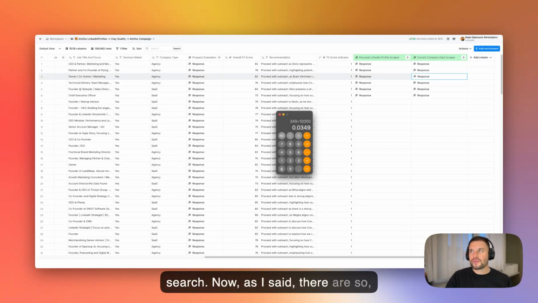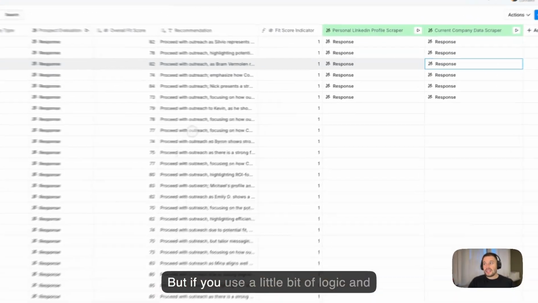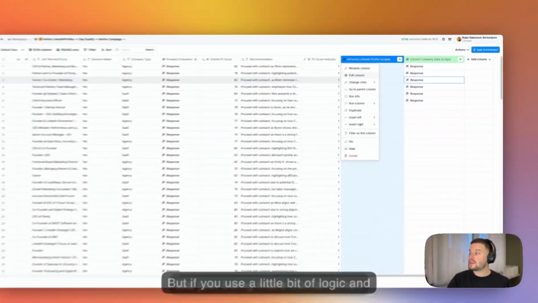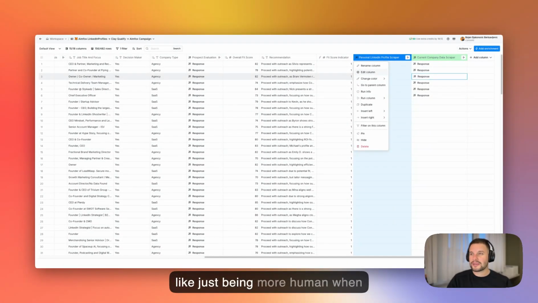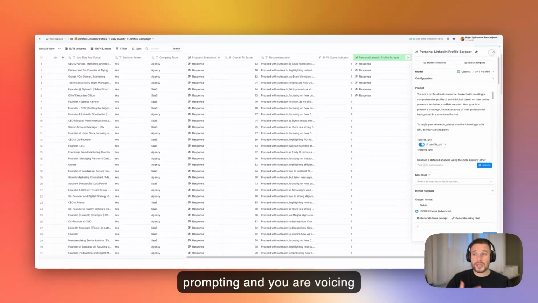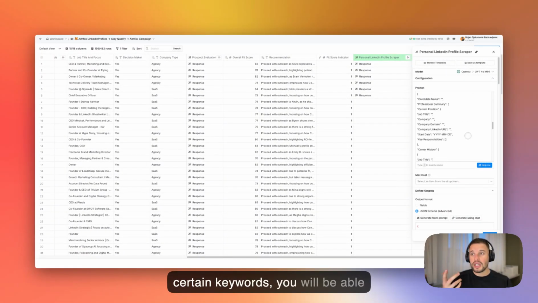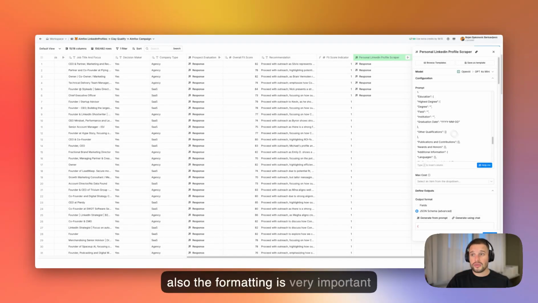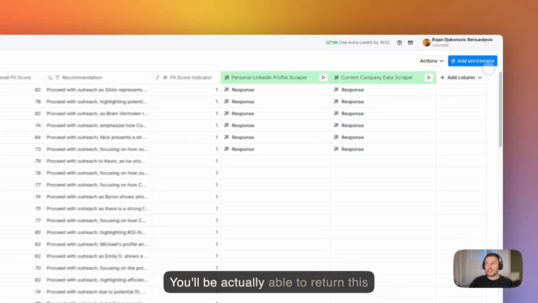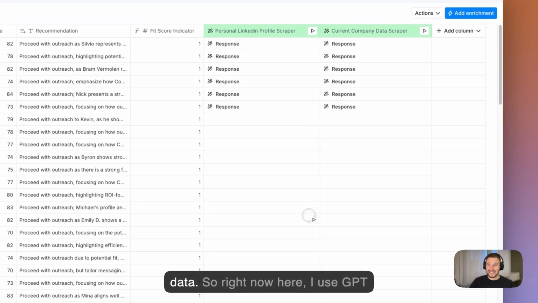Now, as I said, there are so many restrictions when it comes to LinkedIn scraping and whatnot. But if you use a little bit of logic and just try to be more human when prompting, and you avoid certain keywords, you will actually be able to return this data. The formatting is very important and the output is very important too.